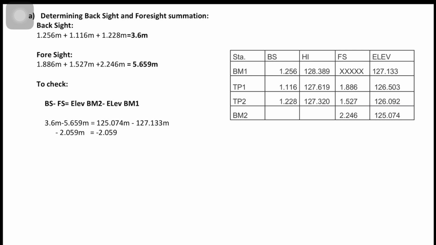We compare this with the change in elevation. BM2 minus BM1 is also equal to negative 2.059 meters. Since both sides are equal, our computation is correct. That's how we compute the elevations step by step and confirm accuracy with the arithmetic check.